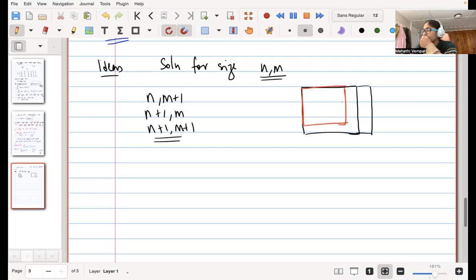Okay, how could I have a bigger square than this? The way I could have a bigger square is either... oh, my brain's tired.